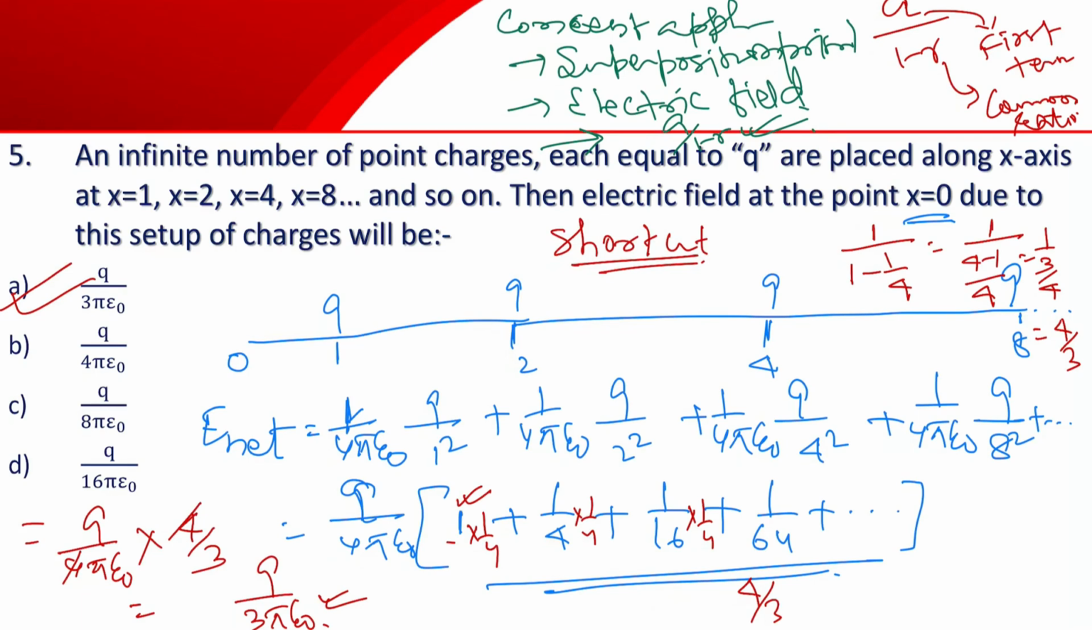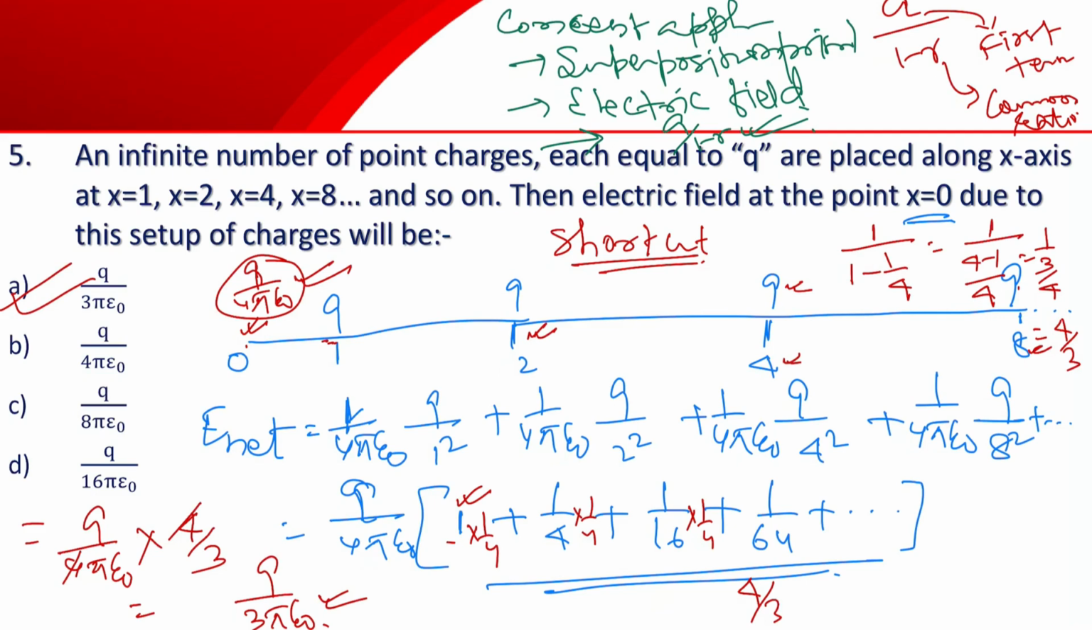If you want, you can make a shortcut also. How? See, the electric field intensity due to this first charge at the origin will be 1 upon 4 pi epsilon naught times q. But there will be some value due to charge q at position 2 also, due to charge q at position 4 also, due to charge q at position 8 also. So the net will be more than q by 4 pi epsilon naught.